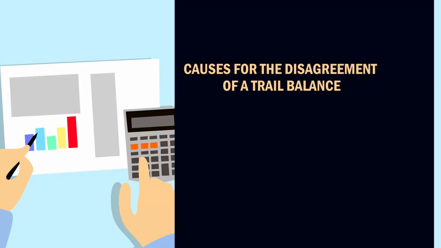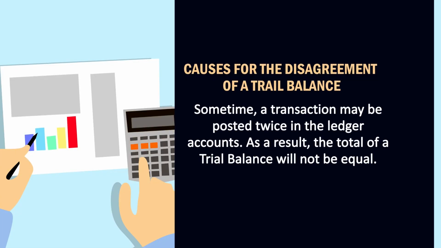But instead of writing this amount in the debit side of purchases account, unfortunately the amount was written in the credit side. So, if the amount is posted on the wrong side, then of course the trial balance will not agree. So, this may again be a prominent reason for the trial balance not agreeing. Next one is, sometimes a transaction may be posted twice in the ledger accounts. As a result, the total of the trial balance will not be equal.